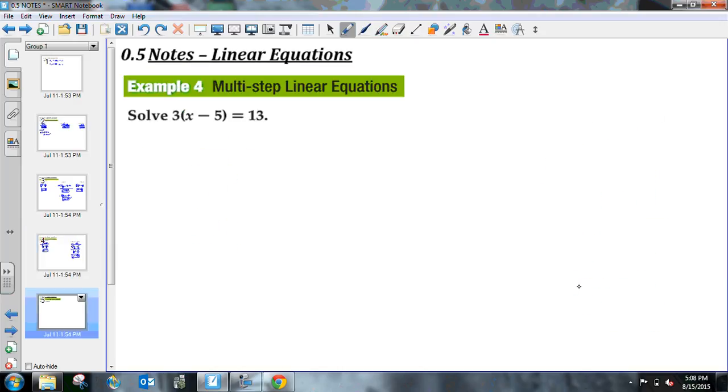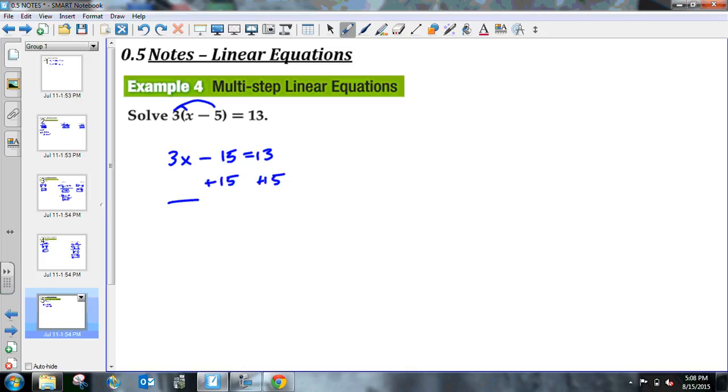All right, let's do one more. And this is another multi-step equation. Now this I have to use the distributive property. I know I have to do that when I see a 3 on the outside of the parentheses, and I'm going to multiply that 3 by each of the numbers on the inside. So I'm going to do 3 times x, which just gives me 3x, and then minus 3 times 5, which gives me 15, and that's equal to 13. So I distribute that 3x, and then 3 times -5 gives me -15. I'm going to add 15 to both sides now.